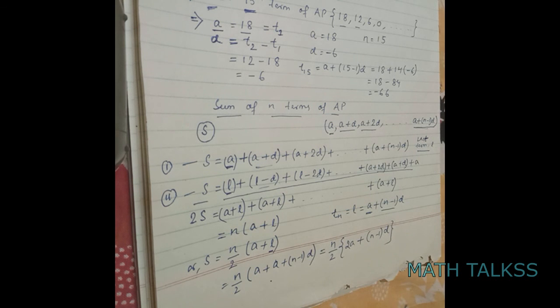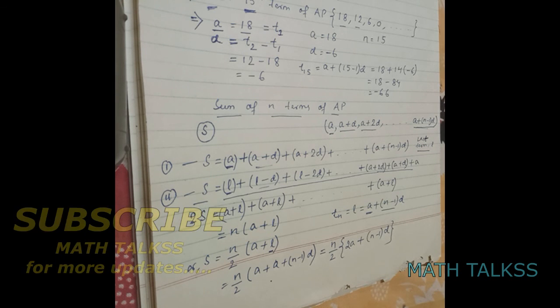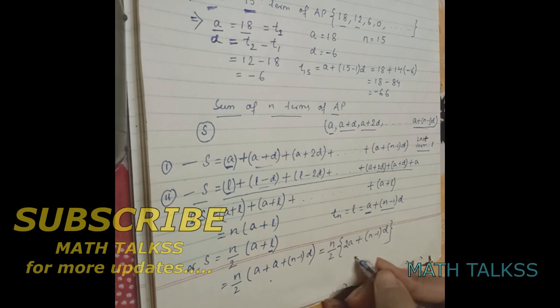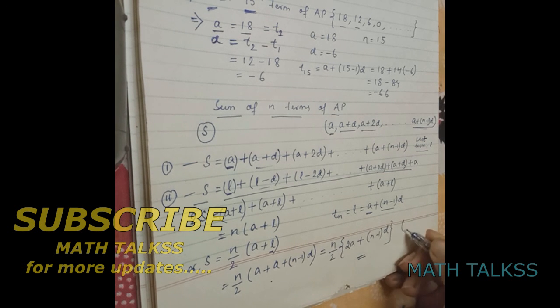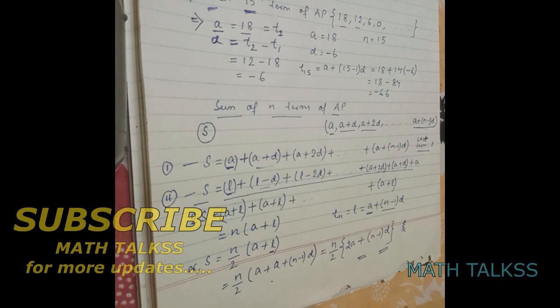So this is the proof of how to find the sum of n terms of an AP. This is the formula, and we have to remember it. See you in the next video, where we will solve some problems and numericals.